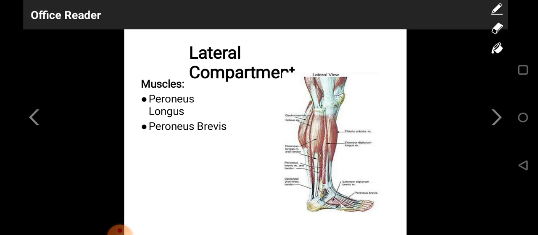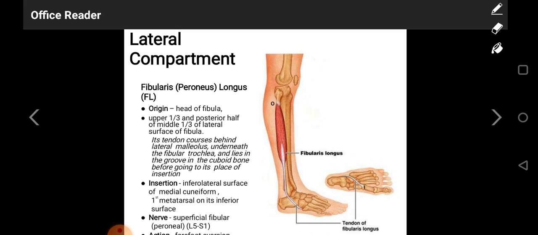The muscles here are the peroneus longus and the peroneus brevis. The peroneus longus, or fibularis longus, arises from the head of the fibula, the upper one-third and posterior half of the middle one-third of the lateral surface of the fibula. Its tendon courses behind the lateral malleolus, underneath the fibular trochlea, and lies in the groove in the cuboid bone. In the diagram we can see the passage of the tendon of peroneus longus under the surface of the cuboid.